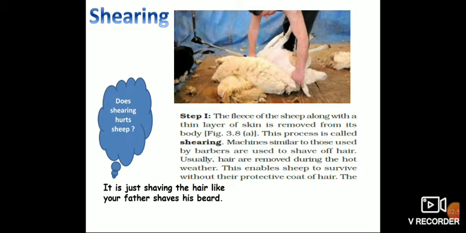Okay, have you seen your father shaving his beard? Yes. So ask your father whether the shaving process hurts him. No, it is just removing the hairs, isn't it? Again it is growing. Yes or no? Likewise here also, the fleece of the sheep along with a thin layer of skin is removed from its body. This is called shearing. Okay, it is just shaving the hair like your father shaves his beard. Clear?